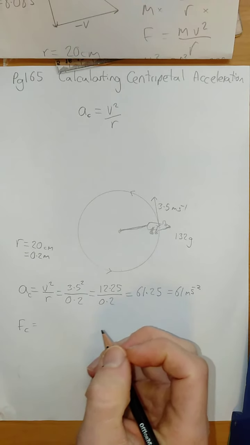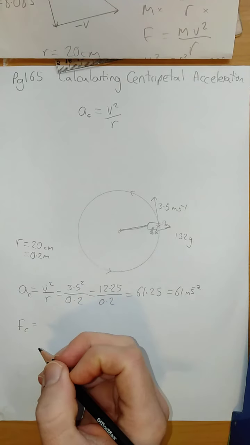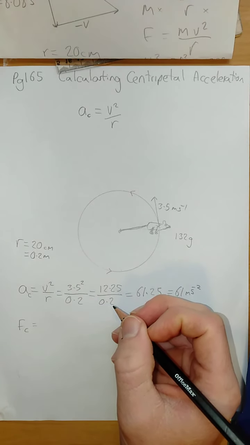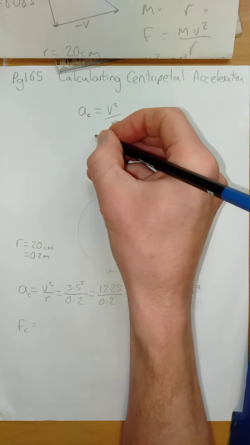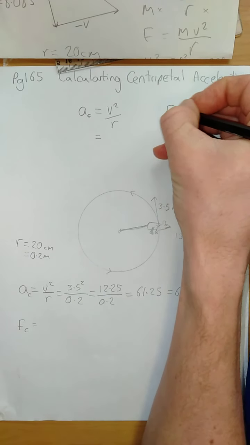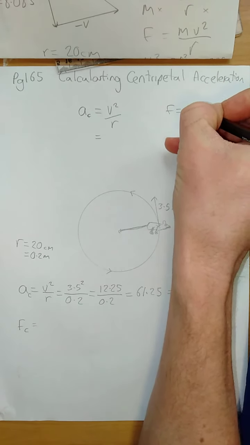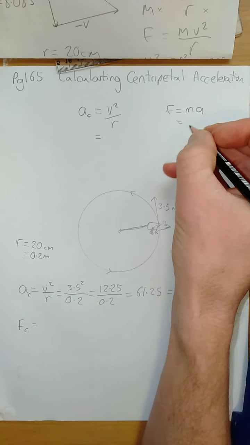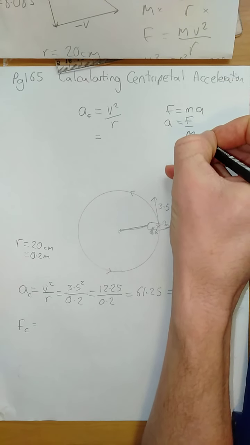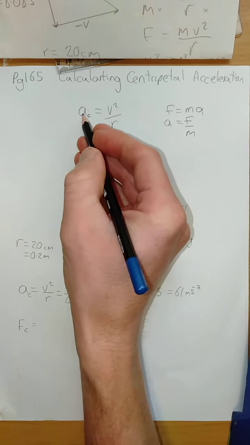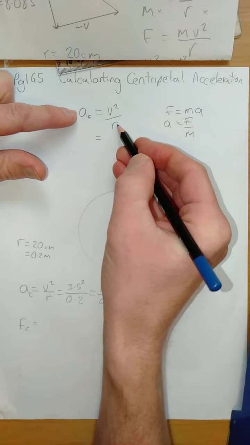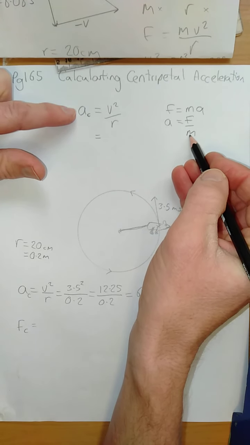Alright, the next part to this question is finding out the centripetal force. In your book, they give you a formula, and I'm just going to show you where that formula comes from. So, starting with this one here, we can substitute in our formula we already know, which is F is equal to ma. We will rearrange that one to make A the subject, so A is equal to F divided by M. And we've got an A on this one, and we've got an A there, so A is equal to V squared over R, and A is equal to F over M.